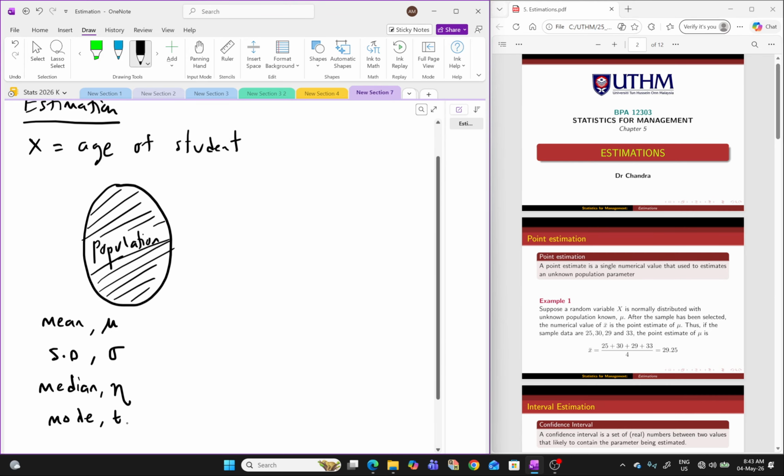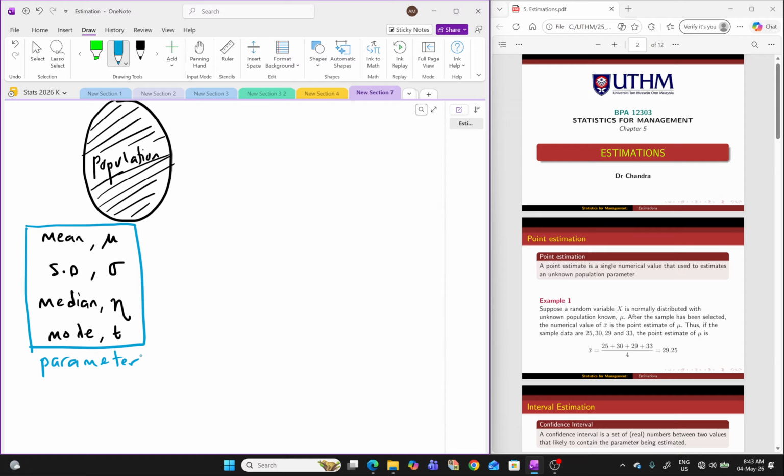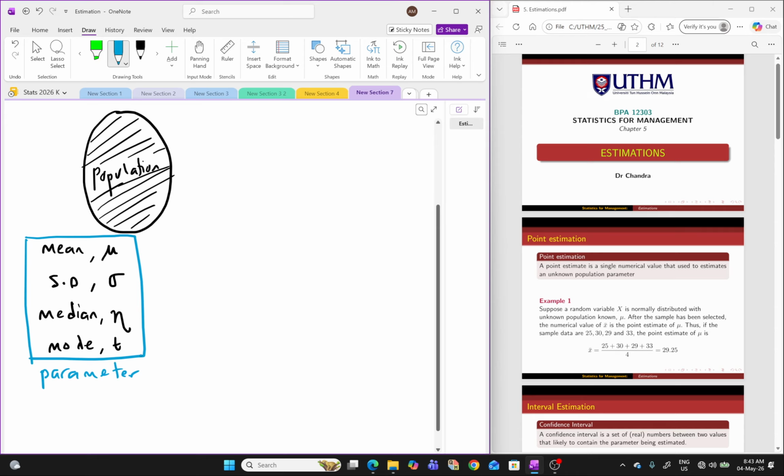Now, the information we get from here, this information, mean, standard deviation, median, mode, is known as parameter. You see, if I want to get each and every student's age in Malaysia, it's going to take a lot of time, and it's very high cost.